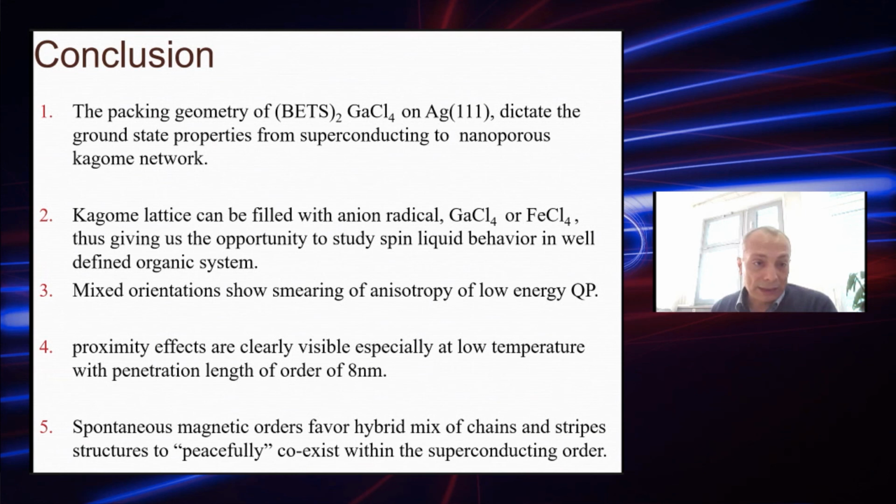The second thing is that the carbonyl lattices can be filled with radical anions, and this can also be gallium or iron tetrachloride, thus giving you an interesting way of looking at everything from an organic perspective in a well-defined system. So you don't have to worry about, let's say, doping level variation and so forth, as in the case of, for example, copper. But here, if you decide to move to the carbonyl lattice, you can perhaps also study unconventional superconductivity if you tune the system.